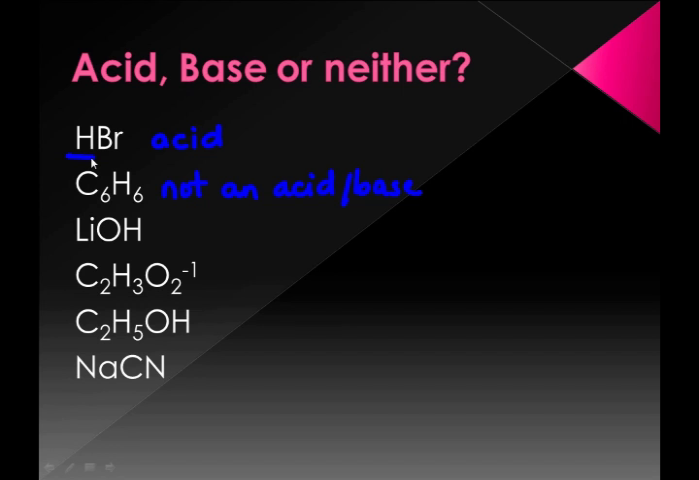Lithium hydroxide, hey, look at that. It's got a hydroxide and it's got a metal, so that tells us that it's present as OH-, so this is a base. C2H3O2 with a -1 charge is our acetate ion. It has hydrogens, it has some oxygens in there, but I don't see a hydroxide paired with a metal, and I also don't see hydrogens written out at the front of the compound formula. So this is neither.